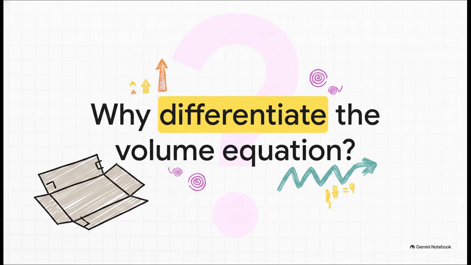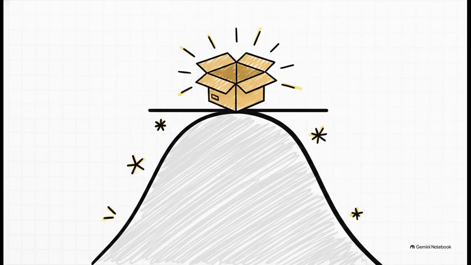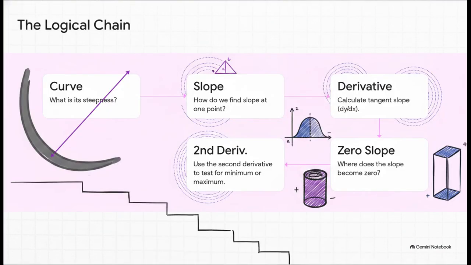But the big question is, why do we bother differentiating this equation we just made? The answer is actually elegantly simple. We differentiate it because finding the largest possible volume literally means finding the absolute highest point on the graph of that equation. And as we just learned, at the highest point, the turning point, the tangent is totally horizontal. Therefore, the first derivative simply must be 0.